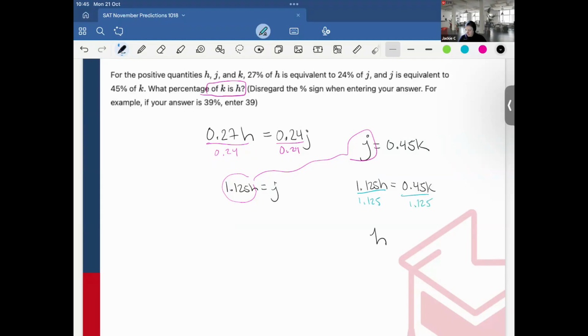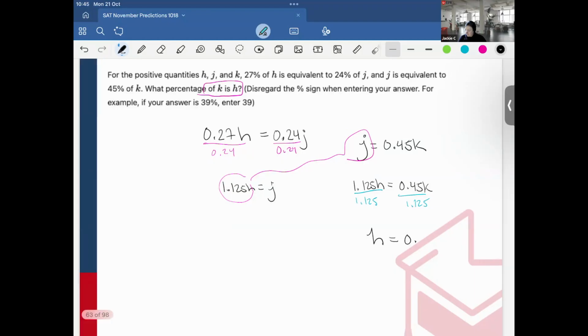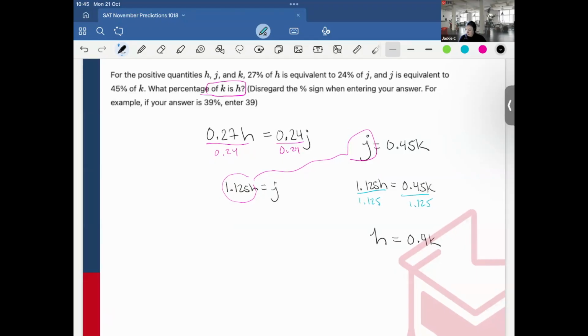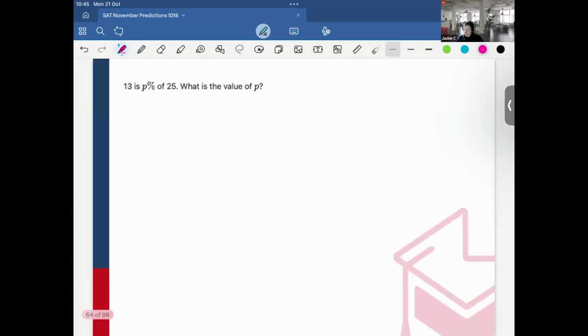And then I get, let's see, 0.45 divided by 1.125, so h is equal to 0.4k. So what percentage of k is h? It would be 40%. Like h is 40% of k. And therefore, answer 40. Oh my goodness, amazing. Okay, another one.